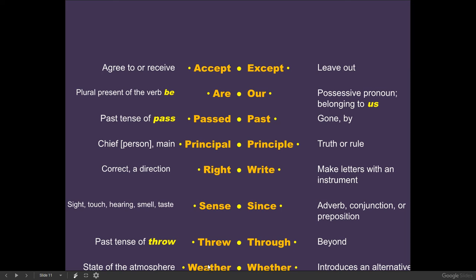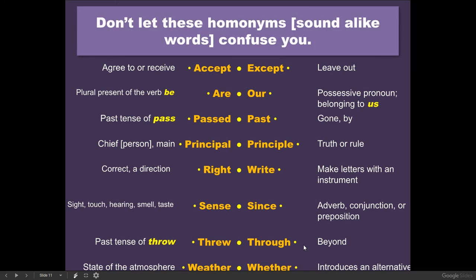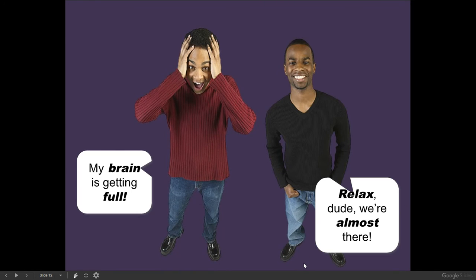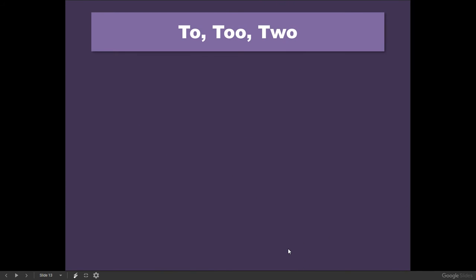Weather with an A is like the climate, right? What's the weather outside? And then W-H-E-T-H-E-R is like an alternative. Whether or not you listen, you still have to do your work. All right, so that's a lot, right? But we still have more. So 2, 2, and 2.